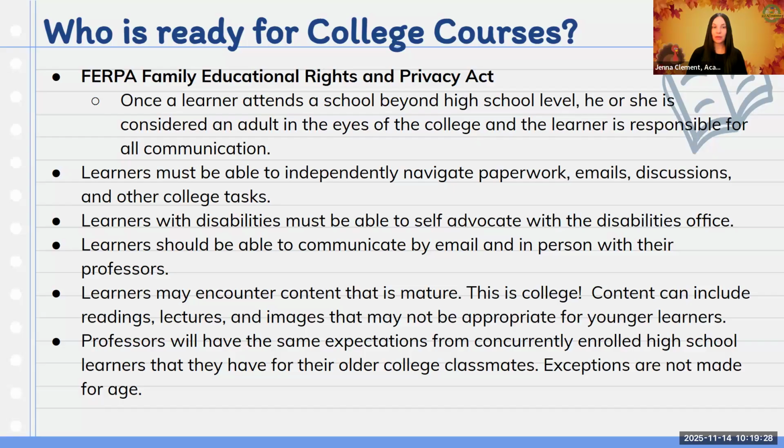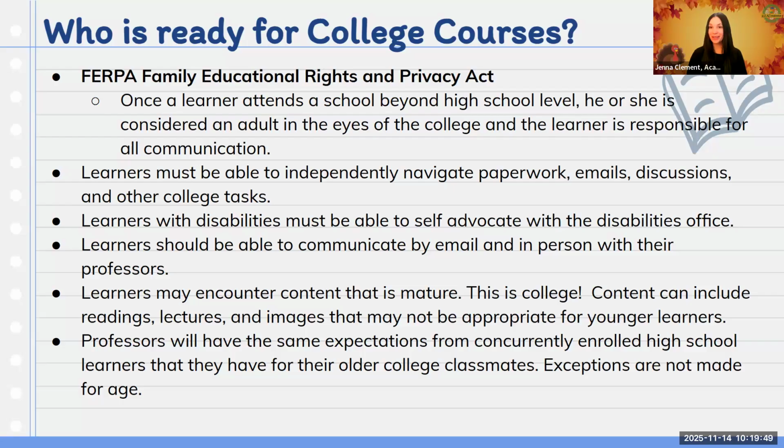Learners need to be able to communicate with their professors. If you have a super bright student, but you know that they don't like to speak up, they don't like to ask questions, they don't like to send emails, maybe they're not ready for college level work. They need to be able to communicate with their professors effectively, go to office hours, ask questions, put their thoughts in writing before they're ready for a college class.